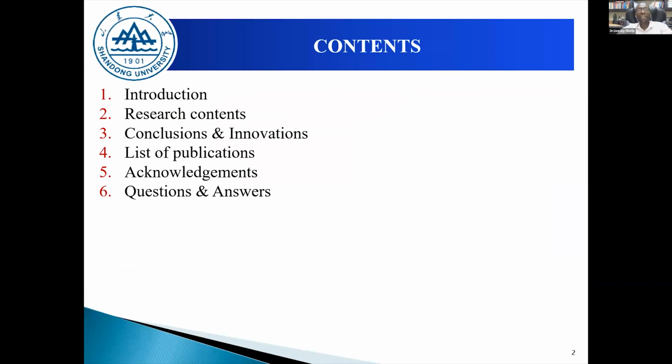In the introduction, I'm going to give you the background of the study. Research contents is what has been investigated with regard to the research work. Then conclusions and innovations, what conclusions have been drawn and innovations made. The list of publications is basically publications that were made from that research work. They will be revealed, so that at the end of this presentation, you will be able to access them and know details of what we've just discussed.